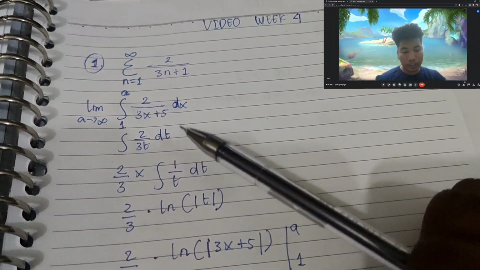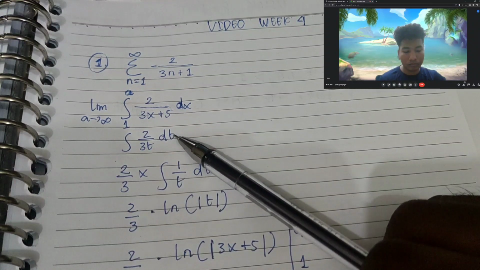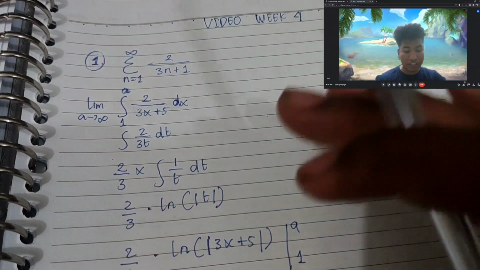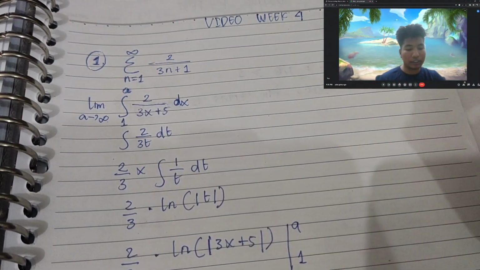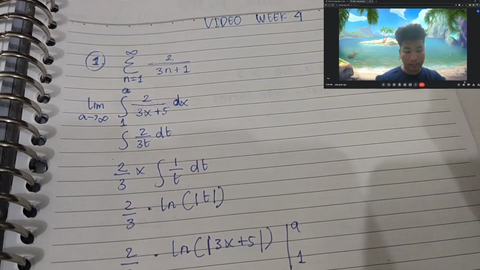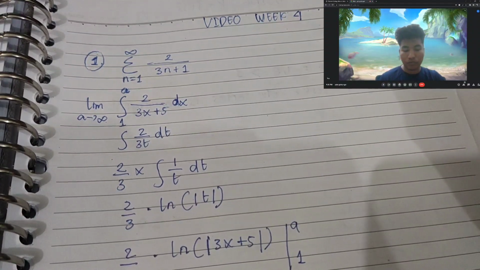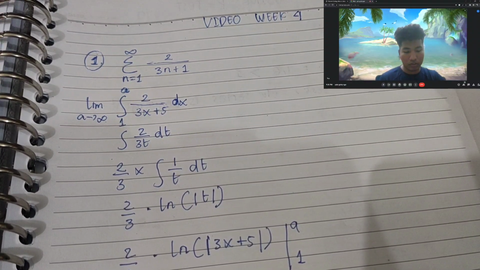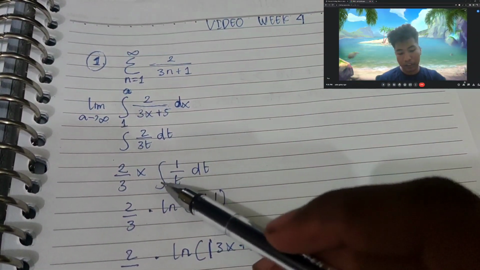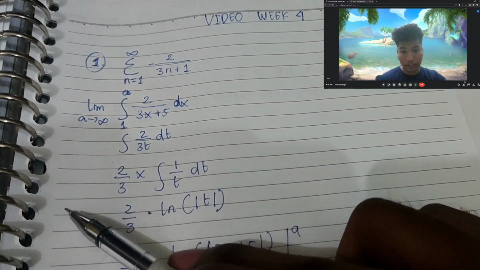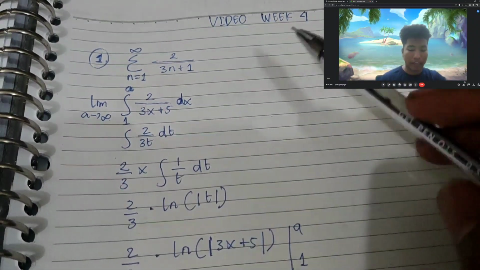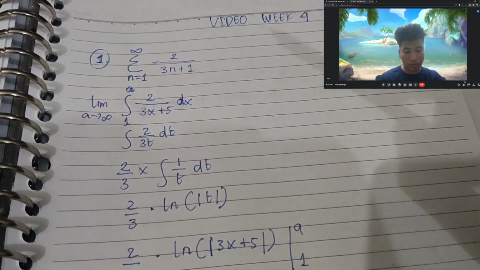Okay, so after this we try to change the x to t, so the t here is 3t. Okay, 2 over 3t dt. After this, we can move the 2 over 3 to the left, so we have 2 over 3 times the integral of 1 over t dt.